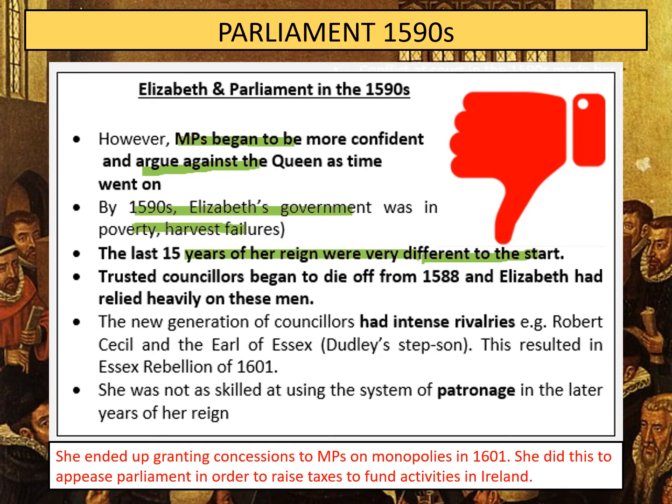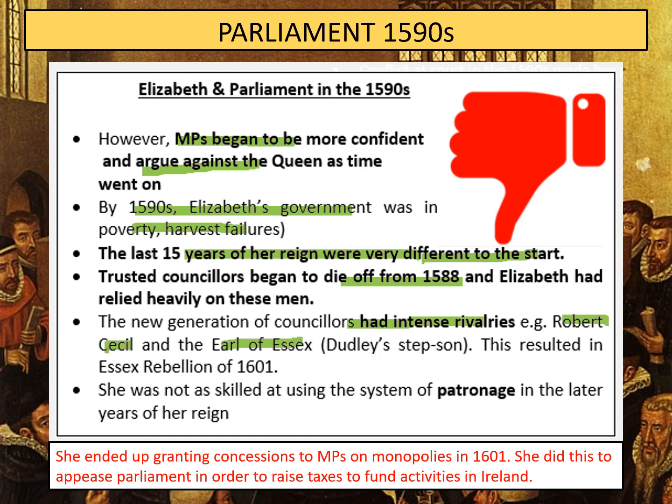It might be because her trusted counsellors had begun to die off, and they had been quite important in helping Elizabeth manage Parliament successfully. They'd done things like steering the debates in the direction that Elizabeth wanted. There was also a new generation of councillors who had intense rivalries. For instance, Robert Cecil, who was Lord Burleigh, William Cecil's son, and the Earl of Essex. That resulted in things like the Essex Rebellion.